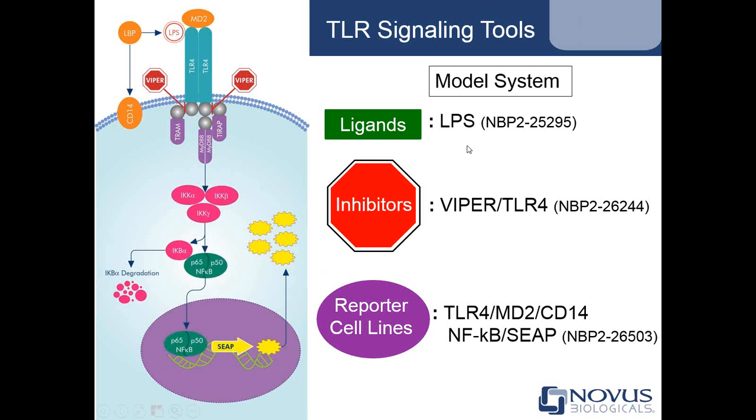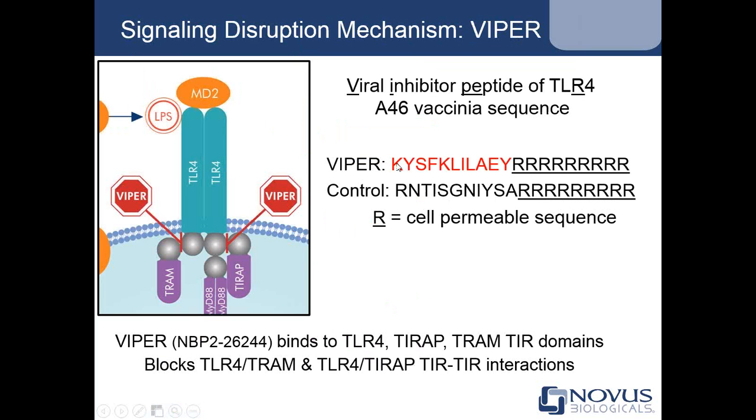So in this model system, which I'm going to show you an experiment of, we used LPS as the ligand to activate TLR4. We used VIPER as an inhibitor, which binds and disrupts the TIR-TIR domain interaction between TLR4 and its adaptor proteins TRAM and TRIF, to stop propagation of the signals and thereby result in a lack of SEAP production. So how does this exactly work?